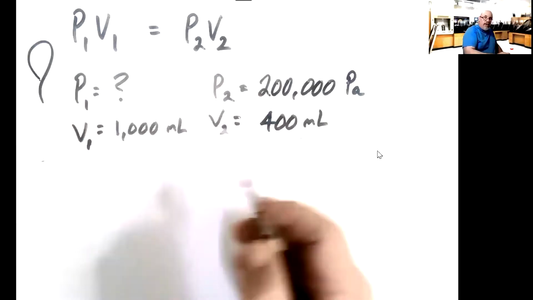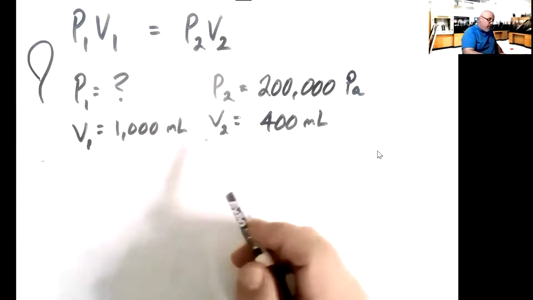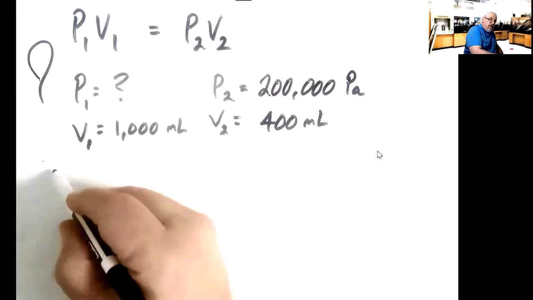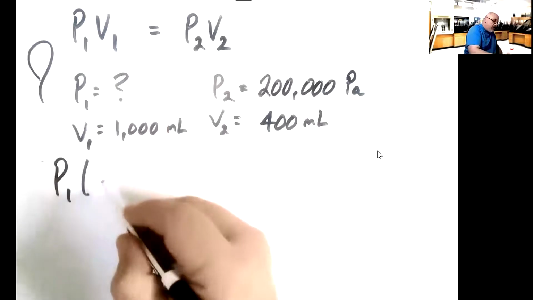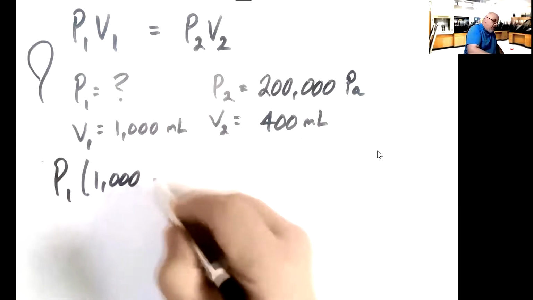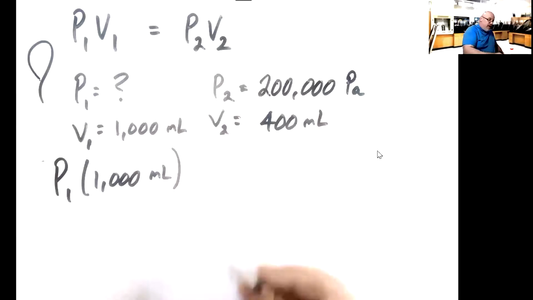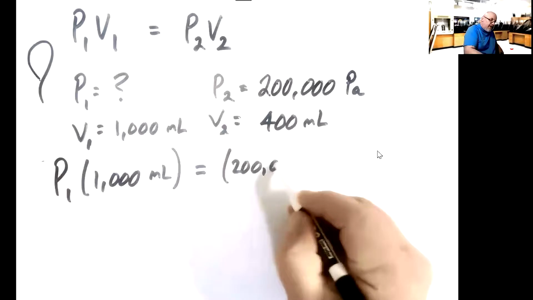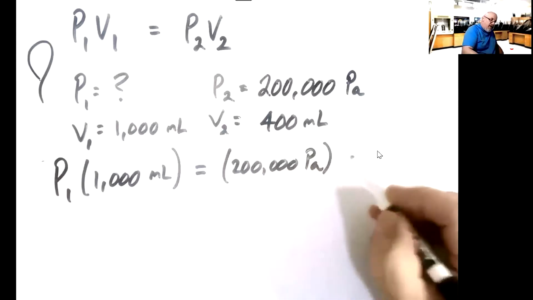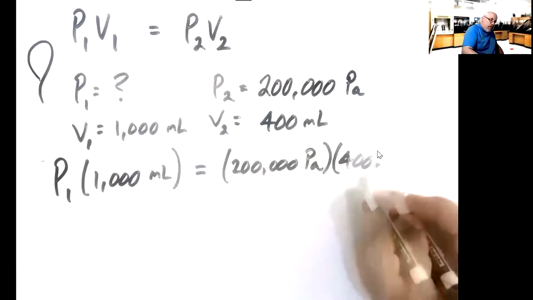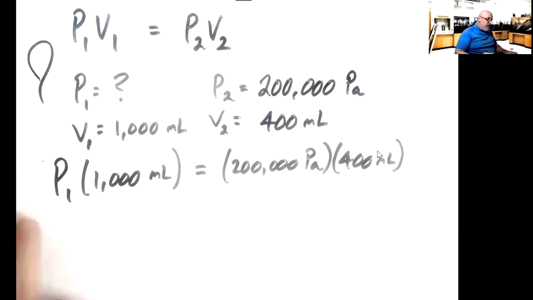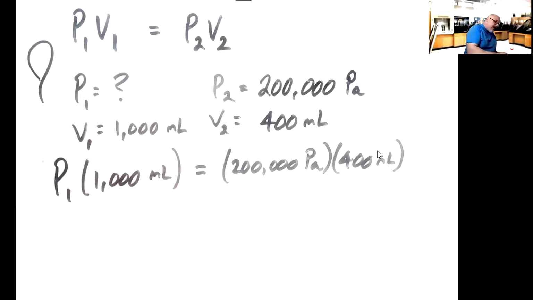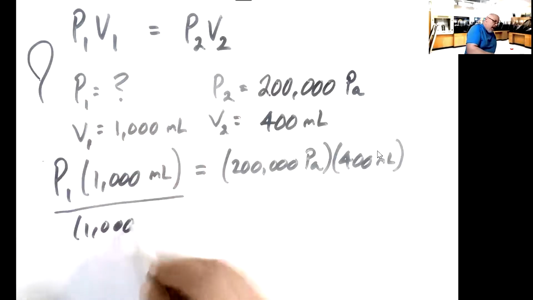Okay, so again, we always write out our 3 known variables with the number and the unit, and we put a question mark by the unknown, and now we plug it into our equation. We're solving for P1, so we just write P1, and then next to it, the number and the unit for V1 is given, so we put that in parentheses right next to it. And then we're going to go over here. P2 is 200,000 pascals. And V2 right next to it is 400 milliliters. Now our unknown is over here. It's P1. We want to solve for P1, so we want to eliminate anything that's next to it. So that's 1,000 milliliters. And we'll do that.